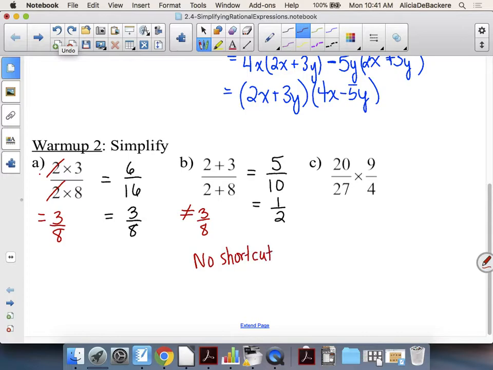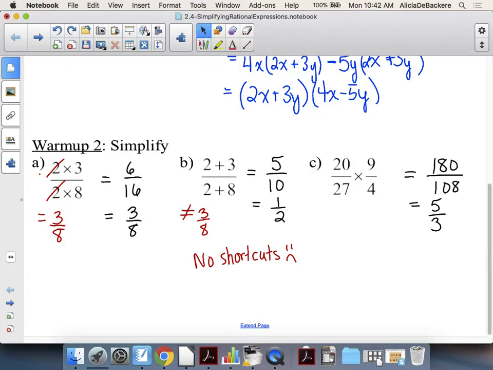In part C, again, I could use just straight arithmetic. I know that when I multiply two fractions, I multiply across the numerators. So I get 20 times 9, and then multiply straight across the denominators, 27 times 4. And then I could reduce this to lowest terms, and I would end up with 5/3. Now, there's some shortcuts here that I could use instead.